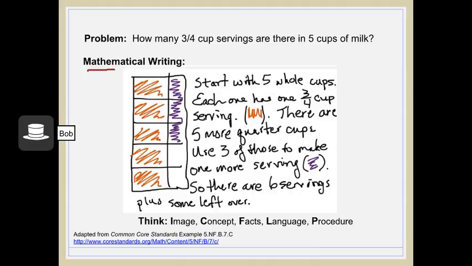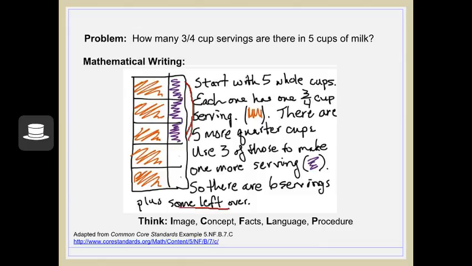This slide shows some mathematical writing that we might expect from a student. Starting with 5 whole cups represented, each cup represented by these bars across this way. Each one has 1 3/4 cup serving, so the red represents a 3/4 cup serving, and there are 5 more quarter cups represented here. Use 3 of those to make 1 more serving, so those are our 6 servings, and plus some left over.